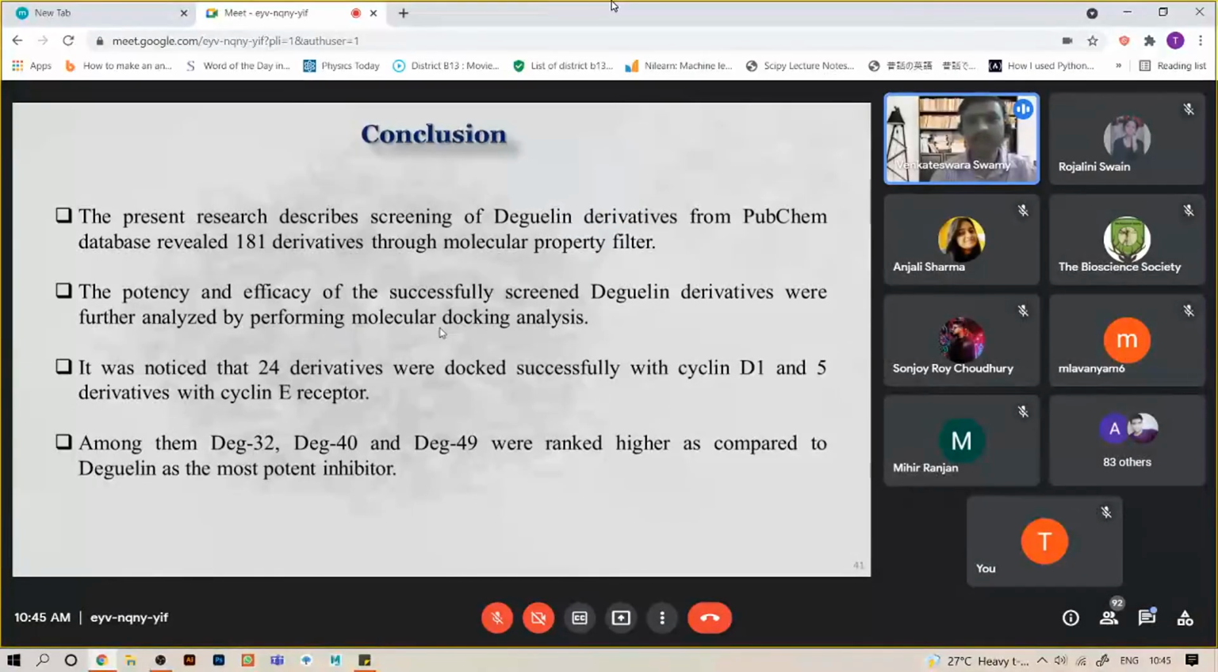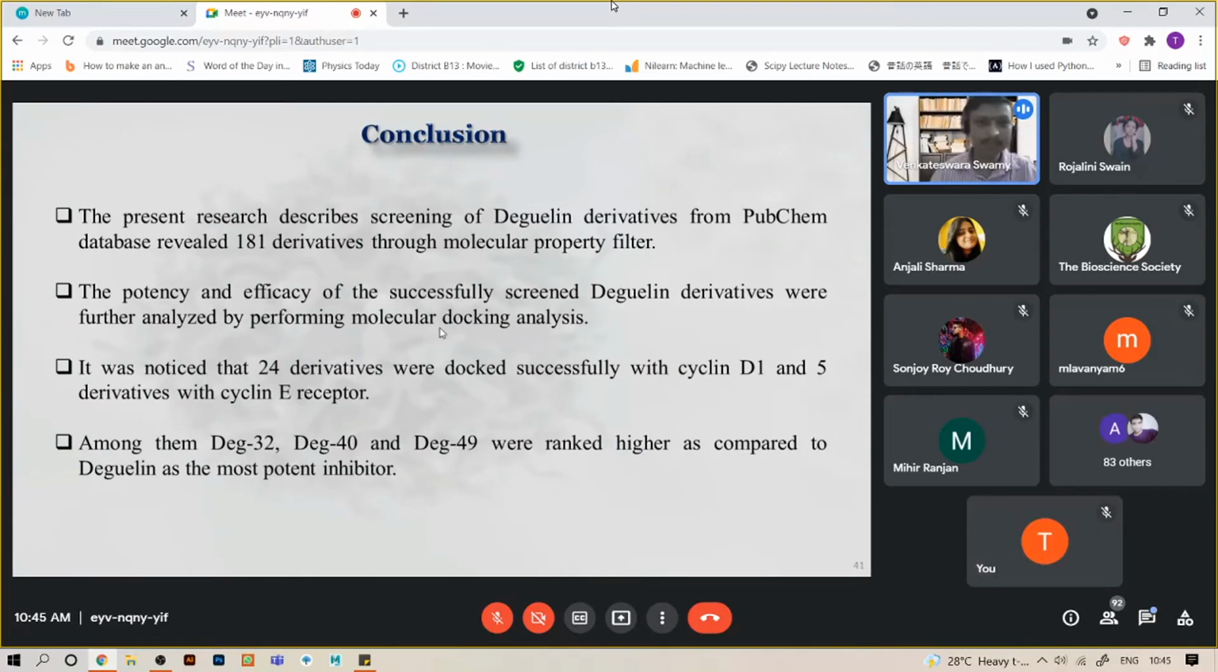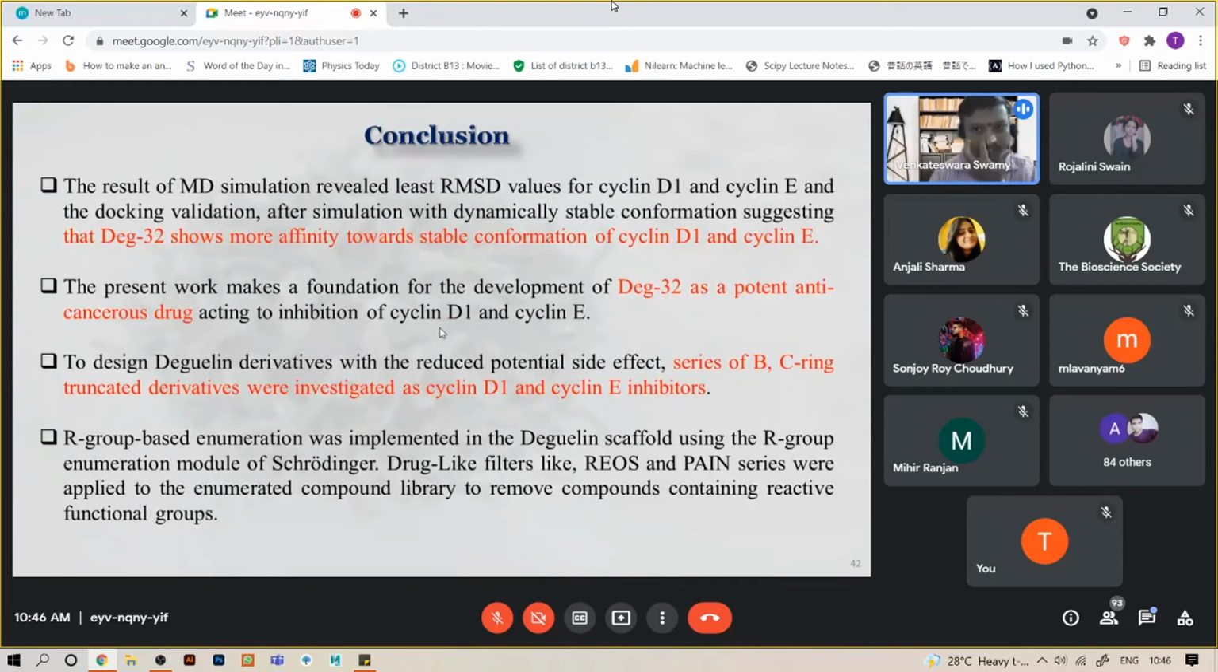Based upon these results, we come to the conclusion that the PubChem database has very good potent molecules, but we just need to screen the molecules by this computational technology. Initially we got very few molecules. Later on we found 181 derivatives drawn out from the PubChem database. The potential and efficiency of molecules may be screened much more here for cyclin D1 and other molecules. Apart from all these molecules, it has been defined that deglin 32, deglin 40 and deglin 49, names we have given in our lab, are considered very good potent inhibitors compared to other molecules. So these are the conclusions.